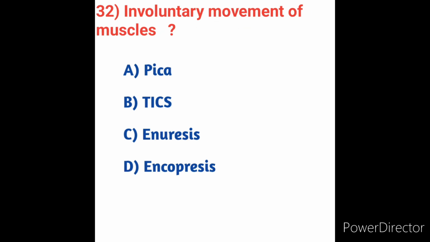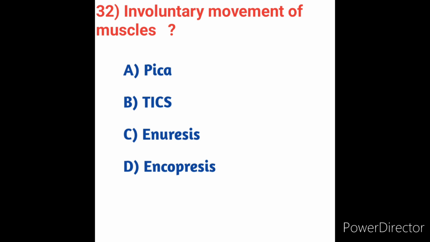Involuntary movement of muscles is called as. We will see the options. Option A pica, option B tics, option C enuresis, option D encopresis. We will see one by one. What is pica? Pica is an eating disorder. What are tics? Tics are involuntary movements of the muscles. So here option B is the correct answer.